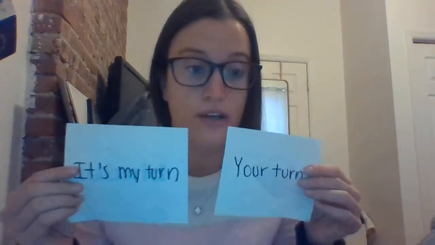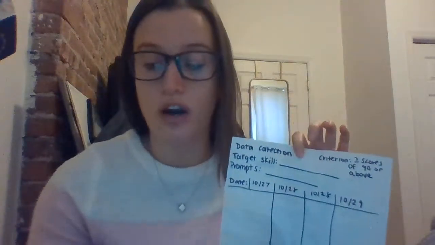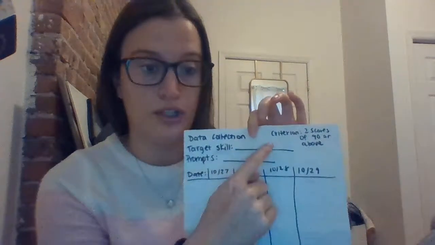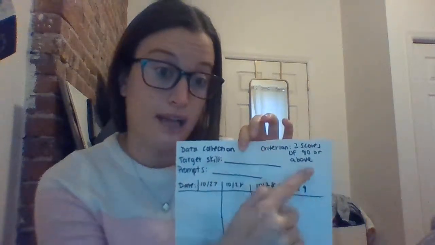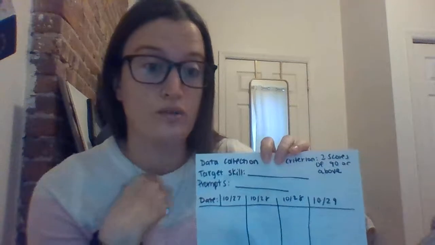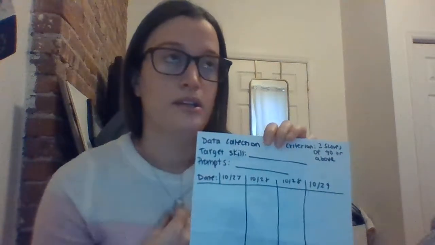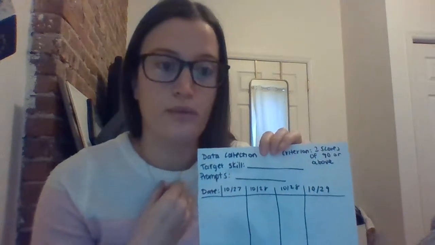So I have these instructional materials that I wanted to demonstrate, and the way that I'm going to collect the data is here. So we have target skill, we're first going to just start with your turn. So target skill, your turn. The prompt, it's going to be a text prompt. And the criterion to move on to the next aspect of this, or target, is 2 scores of 90 or above. So at our school, that's typically what criterion is to evaluate the student being able to independently demonstrate a skill before we can move on.